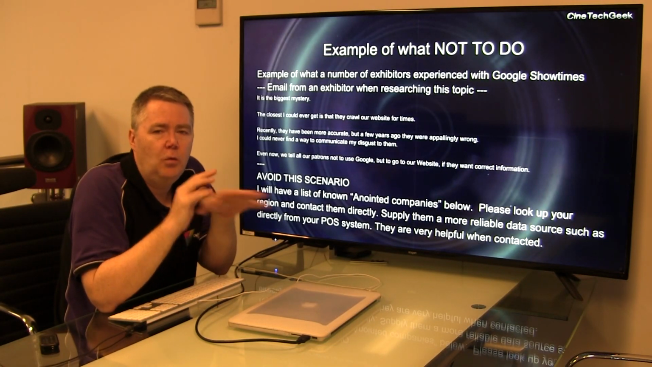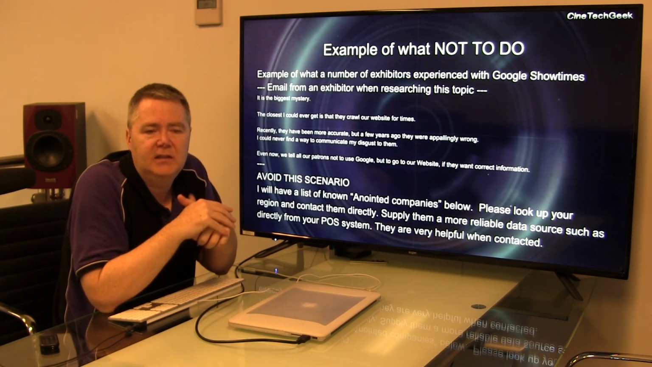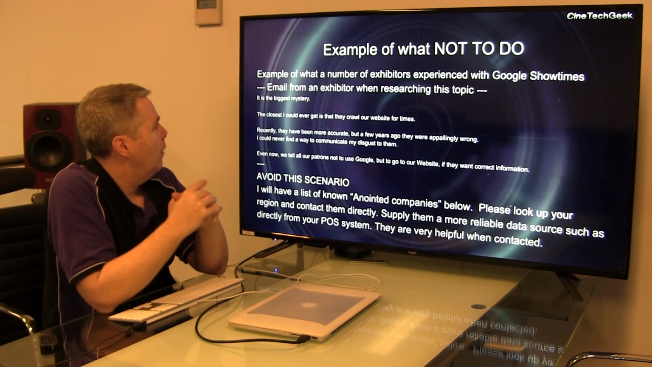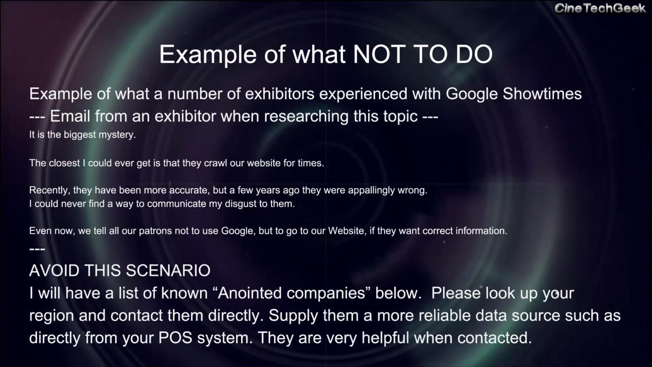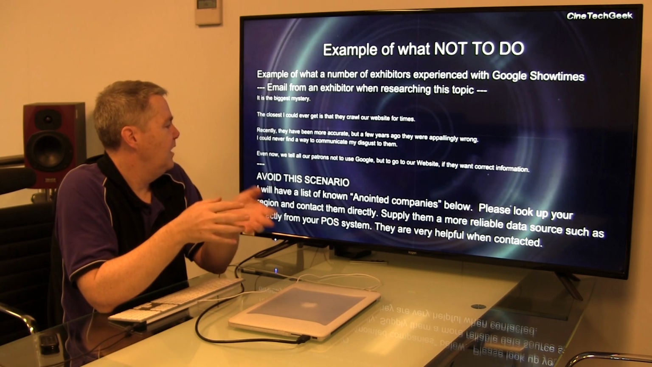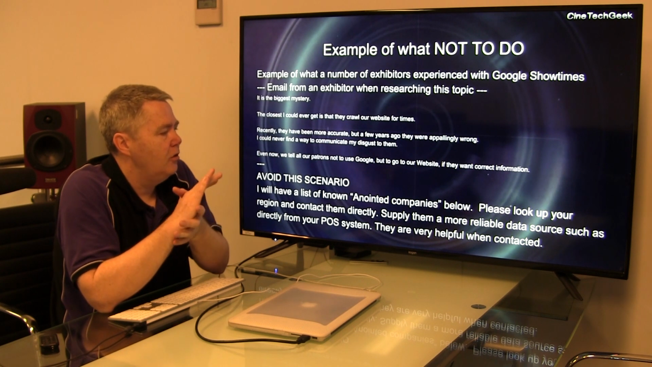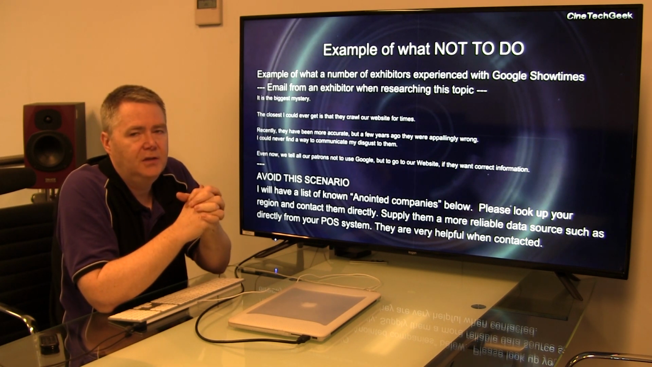Now, an example of what not to do. When I started doing the research on this, I contacted a few people and said, well, how does this happen? How does it get into Google? And this is one of the responses I got back. It's the biggest mystery. This is from an exhibitor, a friend of mine. The closest I could ever get is that they crawl our website for times, which is true. Recently, they have been more accurate, but a few years ago, they were very appallingly wrong. I could never find a way to communicate my disgust to them. Even now, we tell our patrons not to use Google, but to go to our website if they want correct information.